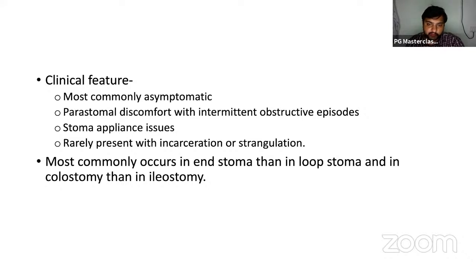It rarely presents with incarceration or strangulation. It most commonly occurs in end stoma, then loop stoma, and in colostomy, then in ileostomy.